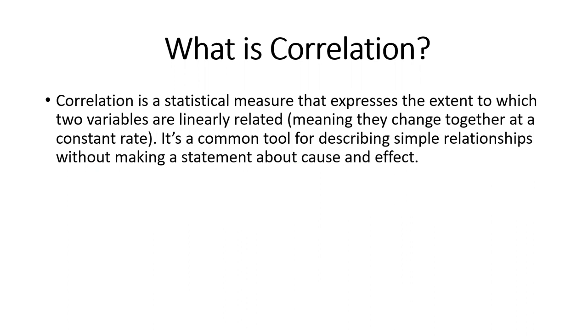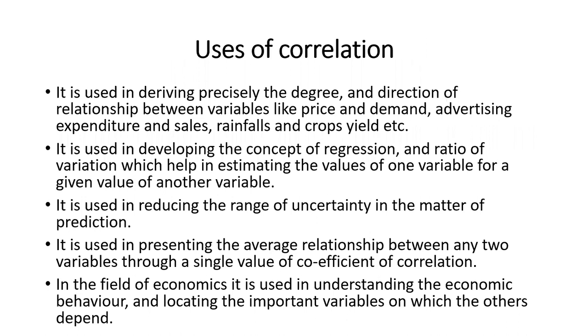Regression deals with cause and effect, but correlation just checks whether any sort of relationship exists between the two variables. The variables can be two or more. We will study this in the types of correlation. Now let's see what are the different uses of correlation.